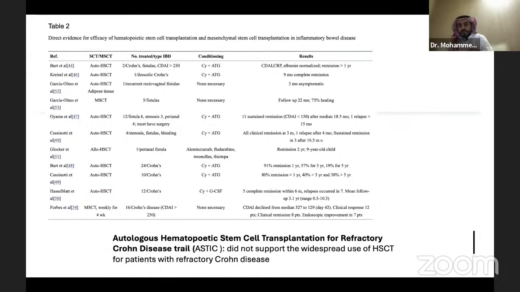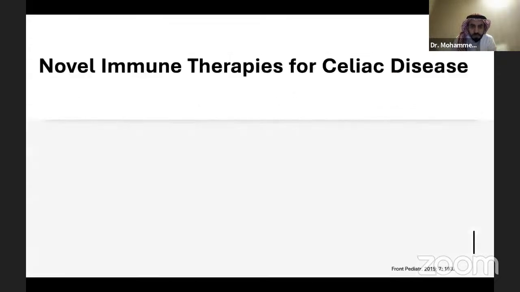The other part, which is the controversial one, is what about stem cell transplantation in your regular IBDs? Initially there were a few reports here and there which showed huge promise, with most of them having sustained remissions. But then a big trial in Europe that concluded in 2016, I believe, showed that hematopoietic stem cell transplantation did not improve IBDs, and the conclusion from that trial was that they don't recommend hematopoietic stem cell transplantation for those patients.